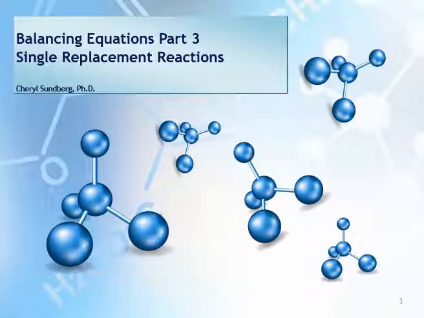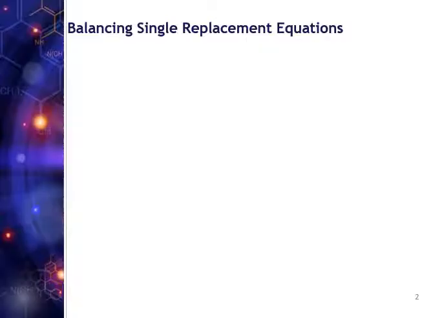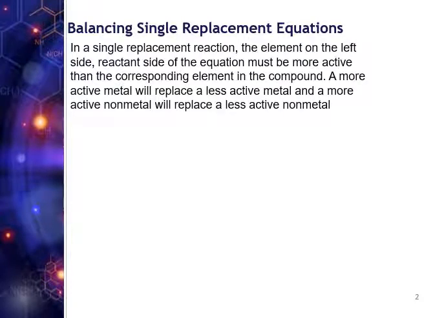Balancing Equations, Part 3, Single Replacement Reactions. In a single replacement reaction, the element on the left side, the reactant side of the equation, must be more active than the corresponding element in the compound. A more active metal will replace a less active metal in the compound, and a more active nonmetal will replace a less active nonmetal in the compound.